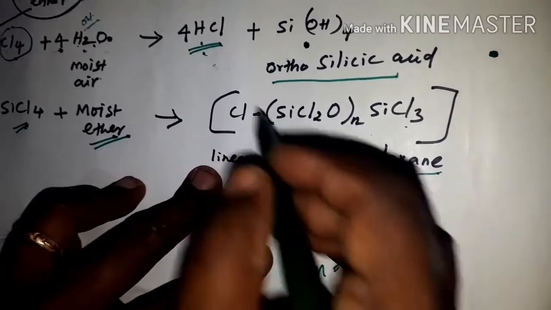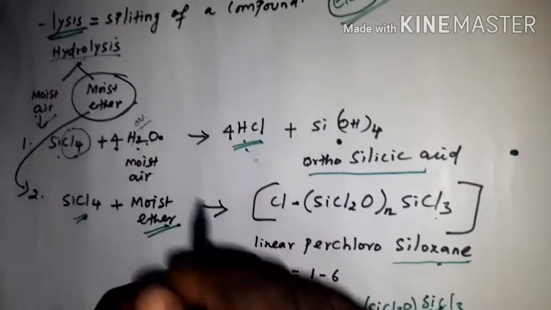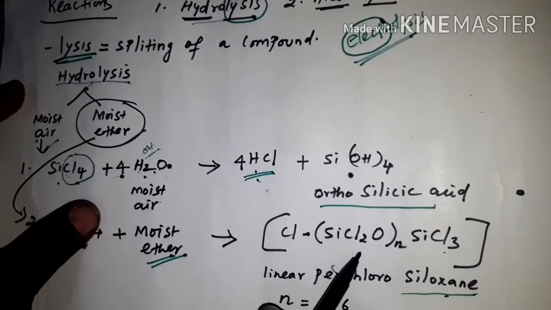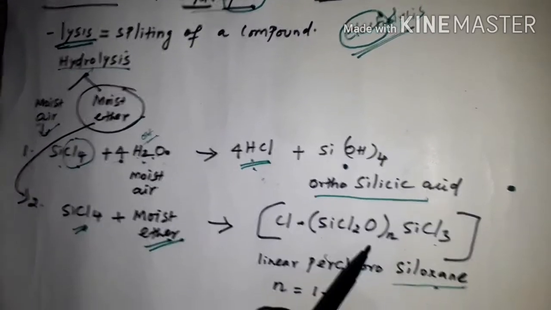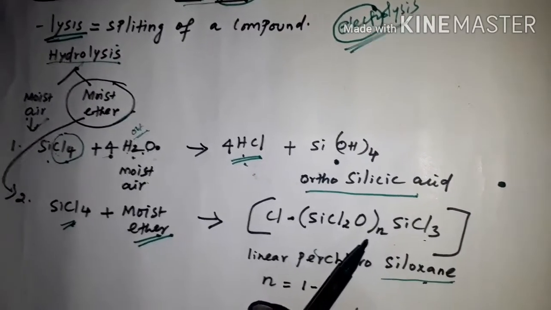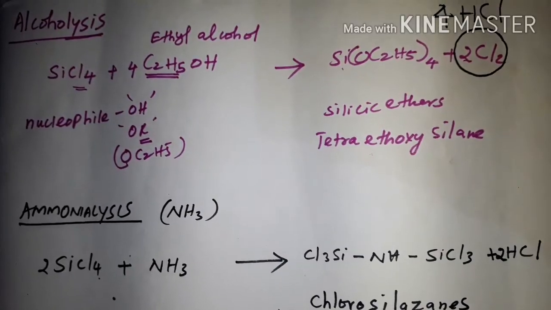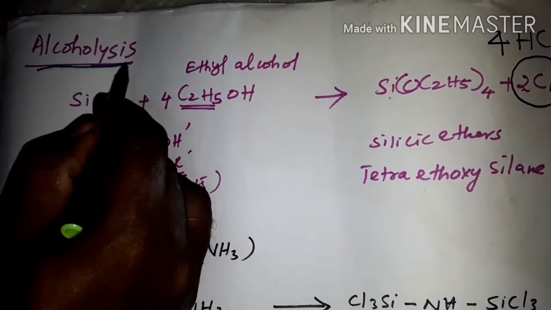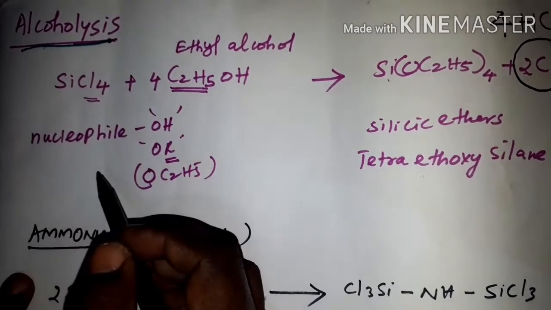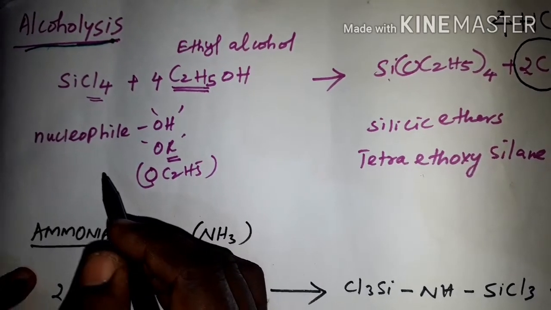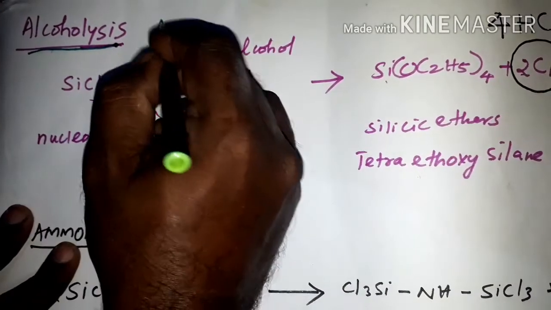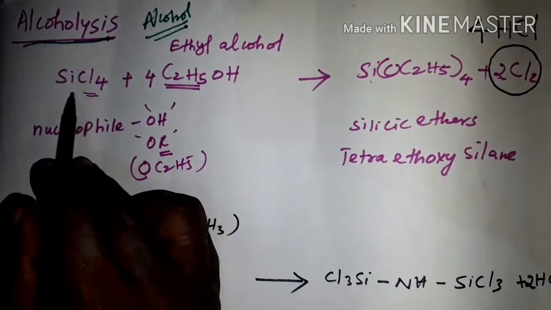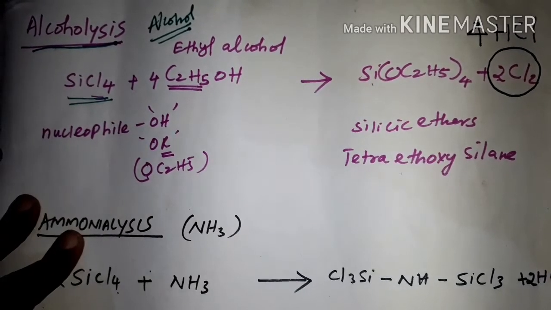Hope you understood the hydrolysis of silicon tetrachloride. Okay. Next one we are going to see about alcoholysis. Now alcoholysis. So what do you have to add? In the hydrolysis we used water. Here we are going to use alcohol. So by using alcohol we are going to split this silicon tetrachloride.